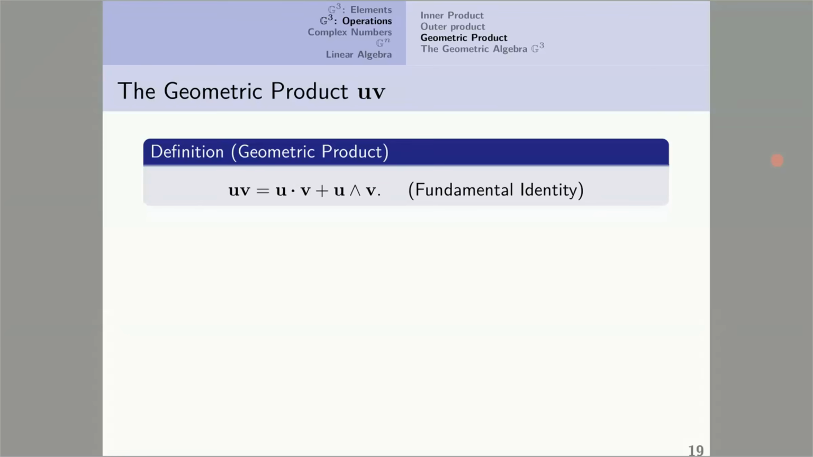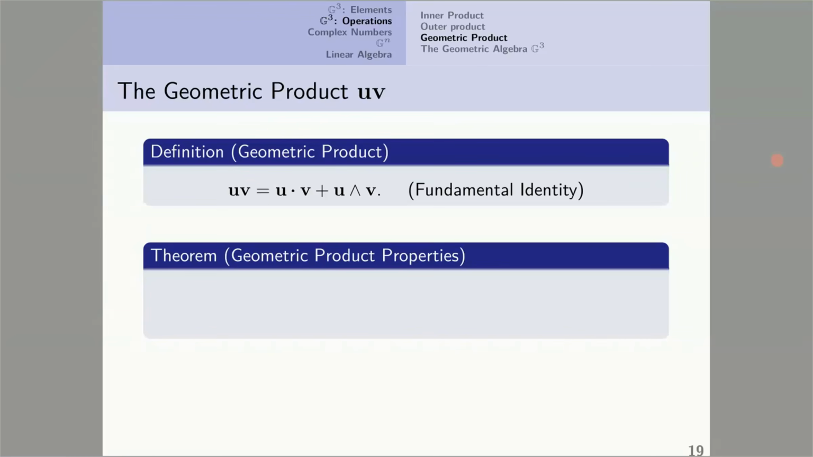The geometric product U, V. The geometric product of two vectors is the sum of their inner and outer products. This is the fundamental product of geometric algebra. What makes it tick?